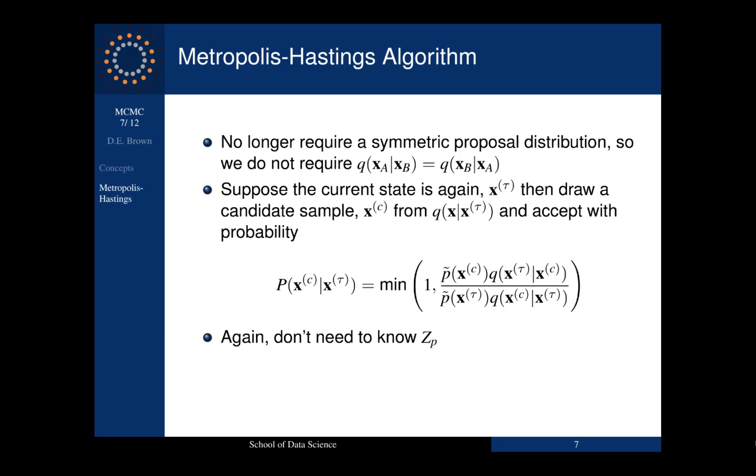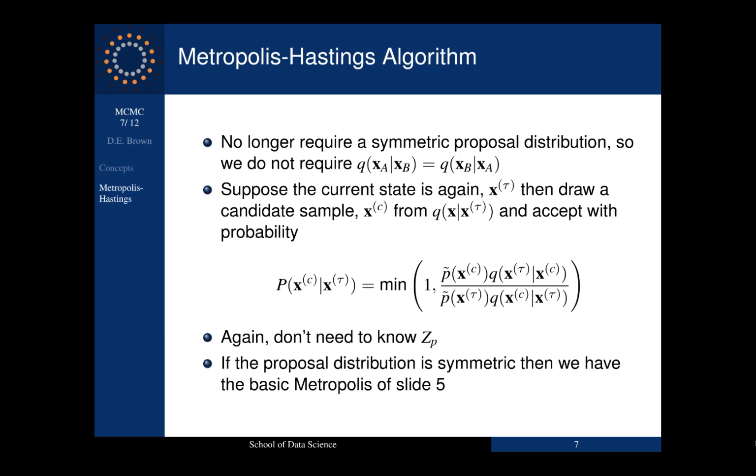We use this P tilde again because we don't need to know everything about the distribution. It can be very complicated in terms of its normalizing constant. And so as a result, we can still find a good answer in terms of modeling the unknown distribution that we're after. We can get a really good answer to that even without knowing everything about the distribution that we're trying to model. If the proposal distribution is symmetric, then clearly we have the basic Metropolis algorithm that we saw on slide 5.